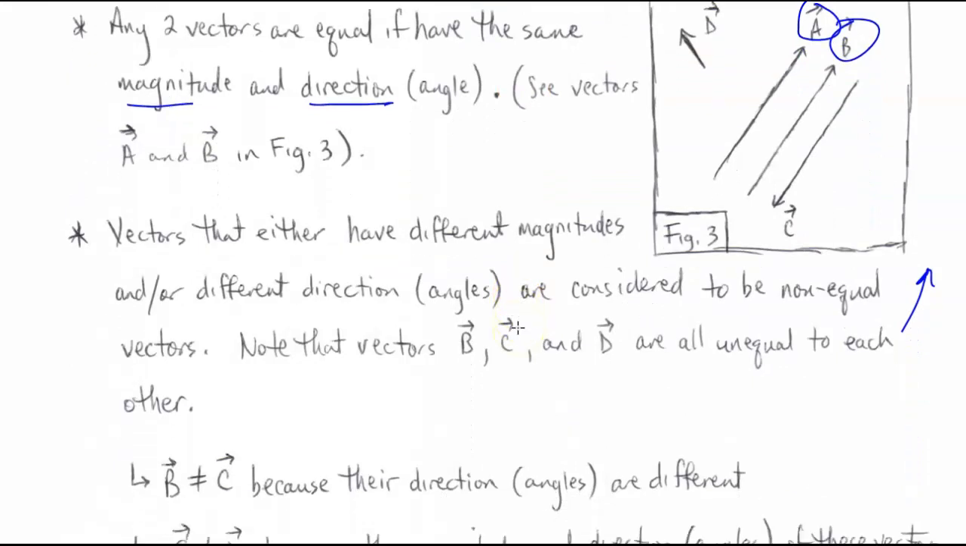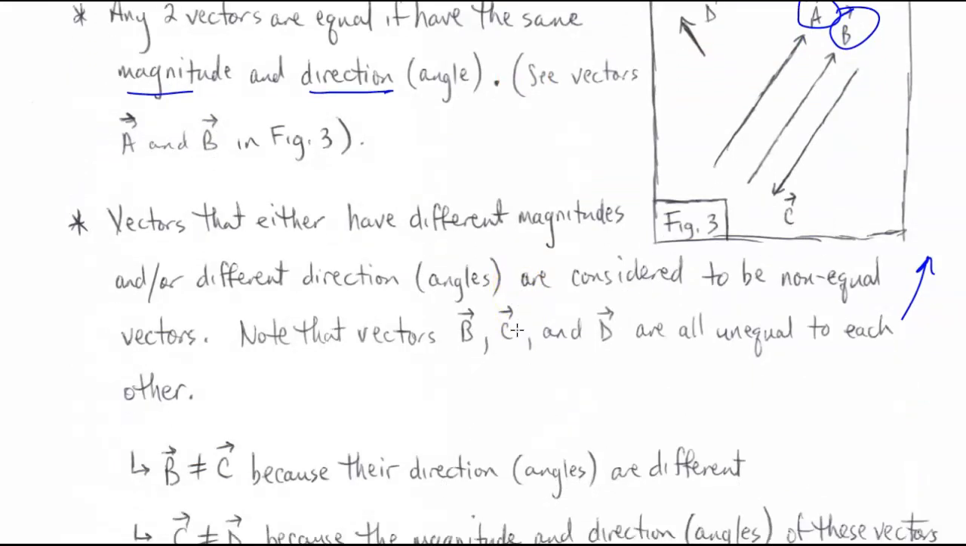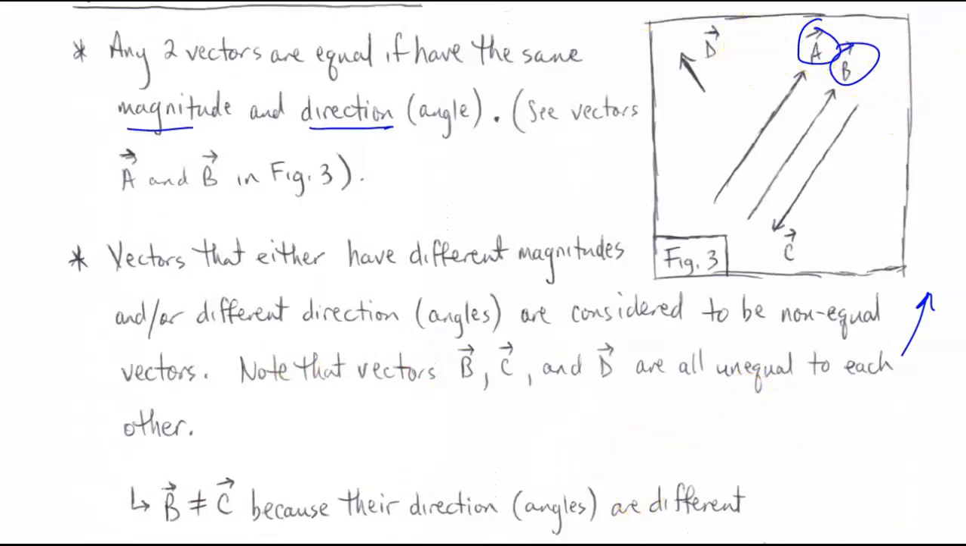All right. So vectors that have different magnitudes and/or different directions are considered to be non-equal vectors. In other words, it's like an all or nothing thing. If your direction angle is the same but your magnitude is different, the vectors can't be equal. Vice versa is also true. If we look at examples here, we see that vectors A and B are equal, but vectors B and C are not equal. Matter of fact, they're opposites of one another.